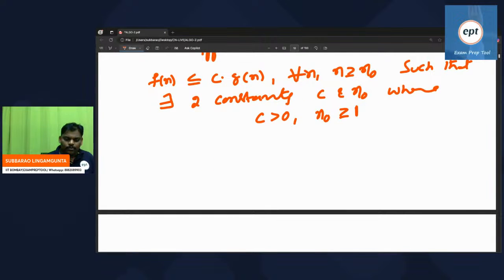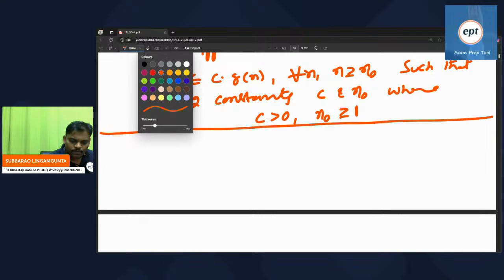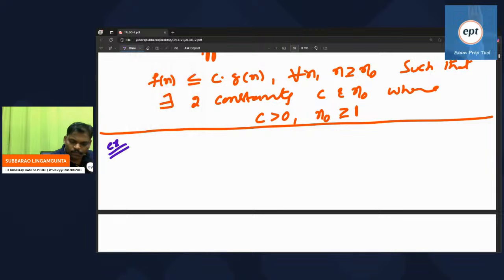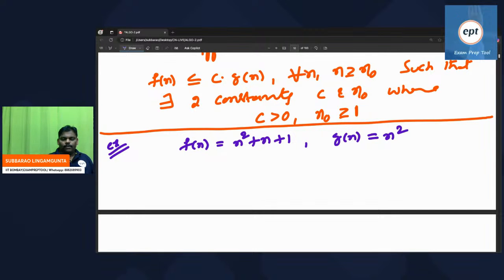Yeah, let's take the first example. f of n is equal to n square plus n plus 1. g of n is equal to n square. Otherwise I will say the reverse. Let me say the reverse first.